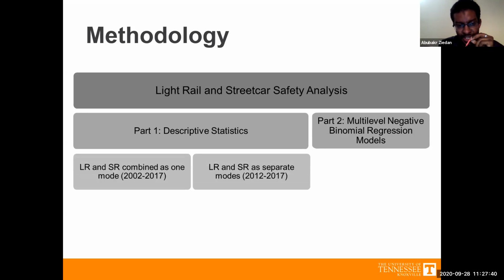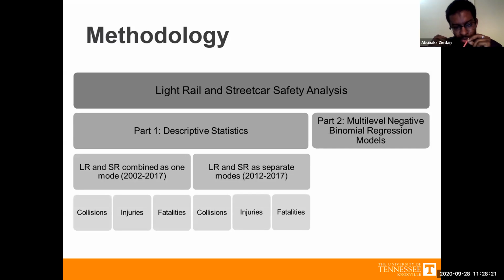In the descriptive statistics, we looked at 2 time periods. The first one was the whole period, 2002 to 2017. In this case, we considered light rail and streetcar as one mode to see the general trends, because for the period 2002 to 2011, they were considered one mode. So we said, okay, let's look at the general trend. And then for the shorter period, 2012 to 2017, we have the data separately. So we looked at the different trends for each mode, and we compared them. And for these two analyses, we explored collisions, injuries, and fatalities.